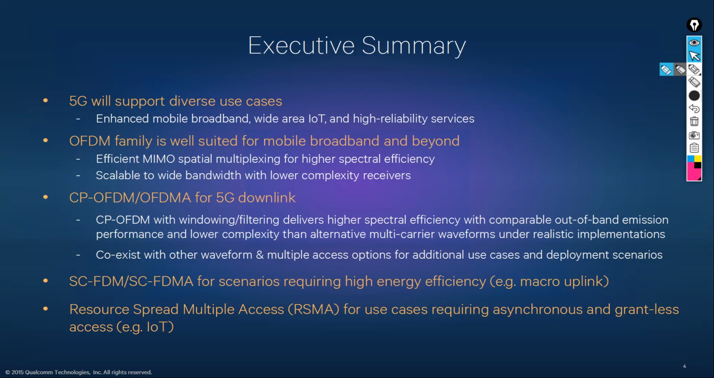CP-OFDM multiple access for 5G downlink is considered to be used, and with windowing, of course, and filtering to make the out-of-band emission low, and single carrier frequency division multiple access, SC-FDMA, for scenarios requiring high energy efficiency, which is the case when you want to let the users communicate with the base station. In this case, we use different waveforms that are more spectrally and energy efficient than OFDM. Resource spread multiple access is for use cases requiring asynchronous and grantless access.